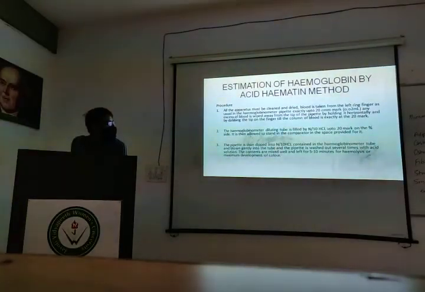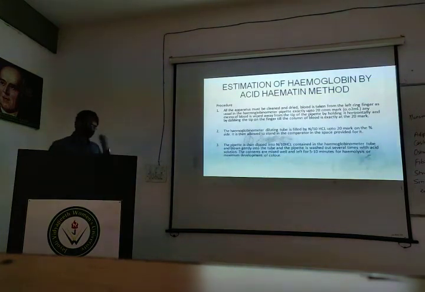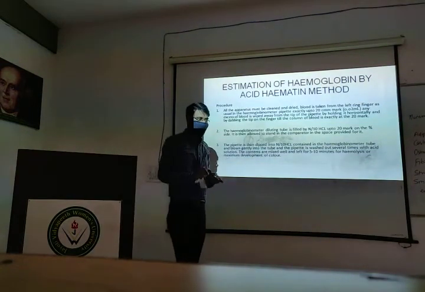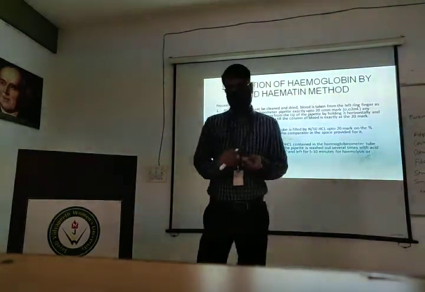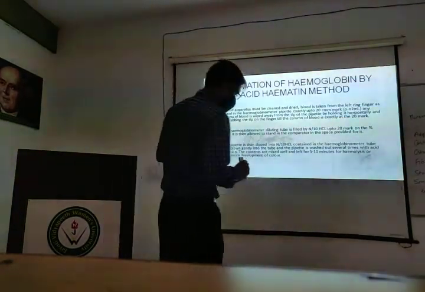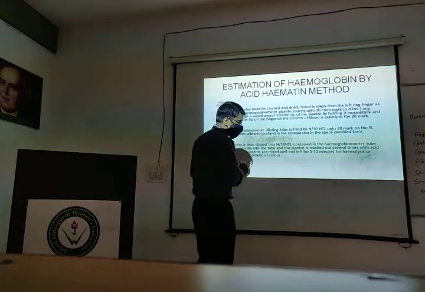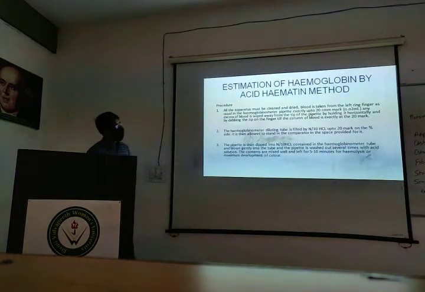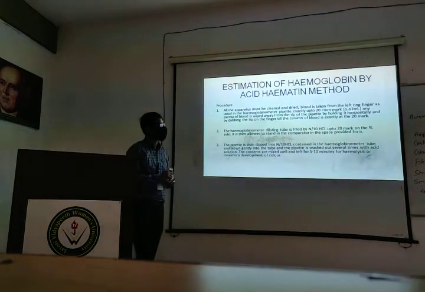Blood is taken from the left ring finger as usual in the hemoglobinometer pipette exactly up to the 20 mm mark or 0.02 mm. First we have to take cotton and spirit and clean the ring finger. Then we have to prick the ring finger with the lancet or needle. Then we have to fill the hemoglobinometer pipette exactly up to the 20 mm mark.